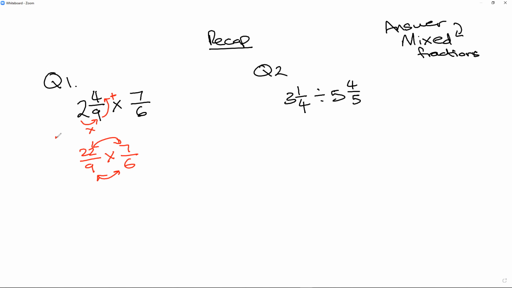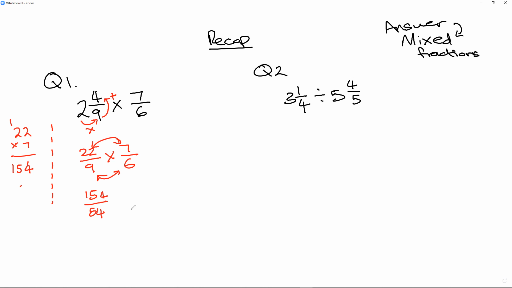Now 22 times 7, it's good to have a piece of paper on the side that you can use to calculate quickly. 22 times 7, let's calculate that on this left hand side. 2 times 7 is 14. Write the 4, carry the 1. 2 times 7 is 14, plus 1 is 15. So that comes to 154. So 154 at the top, and at the bottom, I got 9 times 6, which is 54.